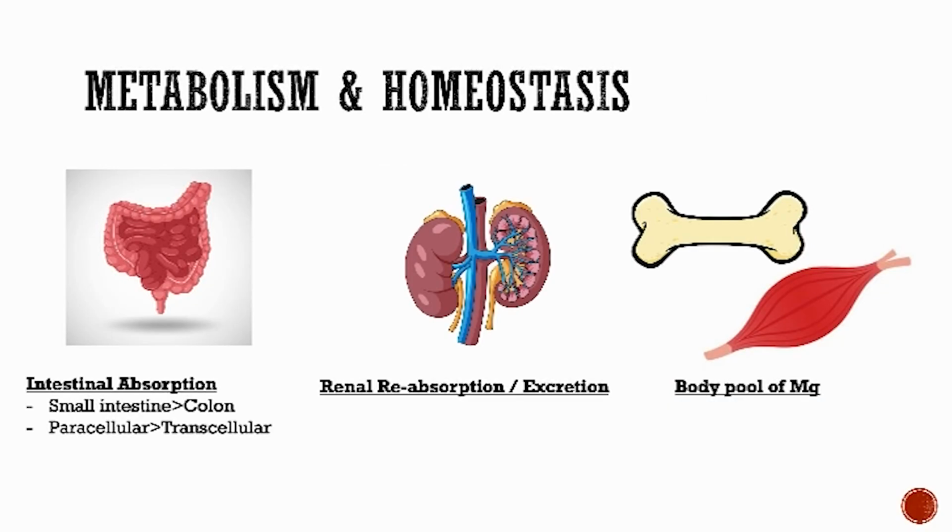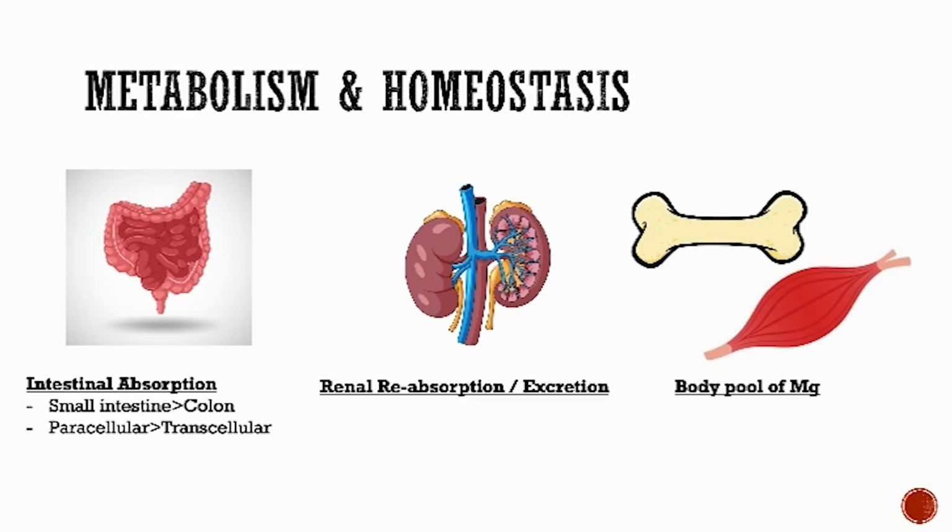The body's magnesium content is physiologically regulated through 3 mechanisms: intestinal absorption, renal reabsorption and excretion, and exchange from the body pool of magnesium, that is through bones and muscles. Under normal conditions, there is a balanced interplay between intestinal absorption and renal excretion. Intestinal absorption is influenced by dietary components like oxalates, phytates, insoluble fibers, and increased levels of zinc, iron, and calcium, which all negatively impact the absorption of magnesium.